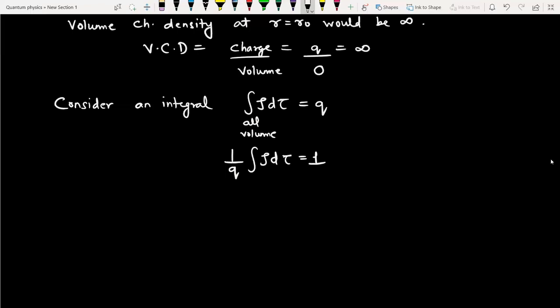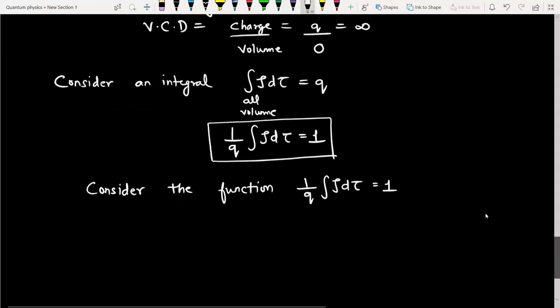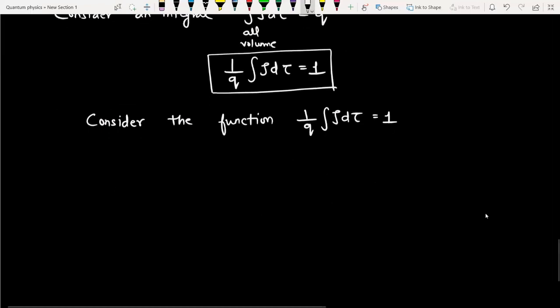Now I ask you to consider this function only: one over q times the integration of rho d tau, which is equal to 1. If you think about this function carefully, the integration of this particular function is 1 if the point r is equal to r naught is included in this integral.